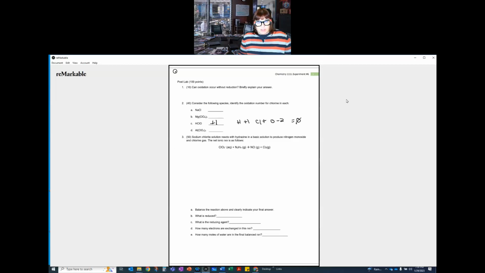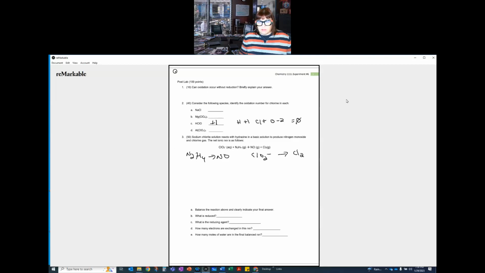Sodium chloride solution reacts with hydrogen. I will give you the two half reactions, which shouldn't be that bad. But N2H4 goes to NO, and then ClO2 minus goes to Cl2. So those are your two half reactions. That's what you need to balance. Okay. Make sure that you've gotten that done.